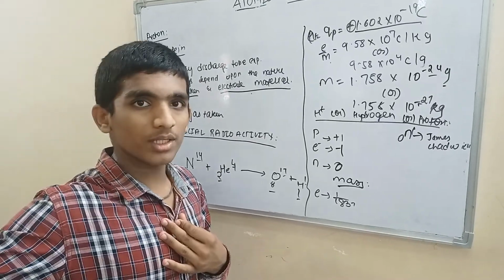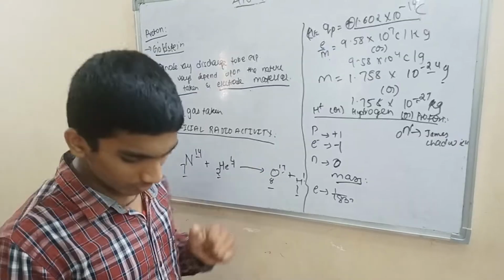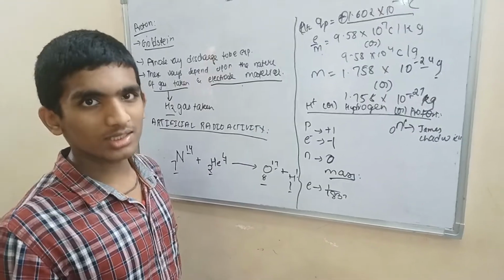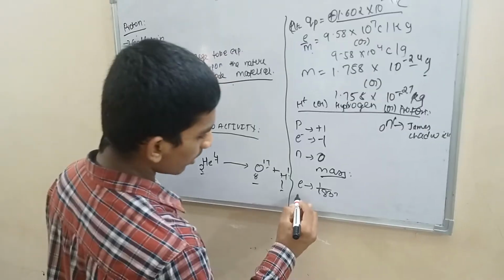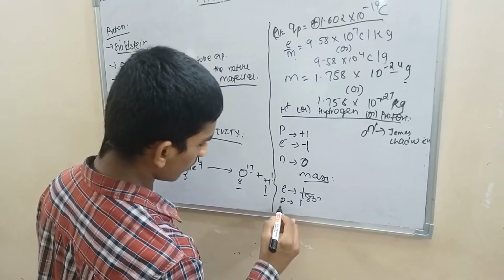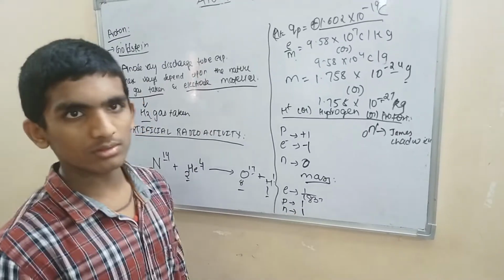9.1 into 10 power minus 28 grams. Yes, very small value. But we just consider its mass because we can't neglect the mass. That's why we consider. And proton with respect to proton 1. Neutron likely to be equal and 1.